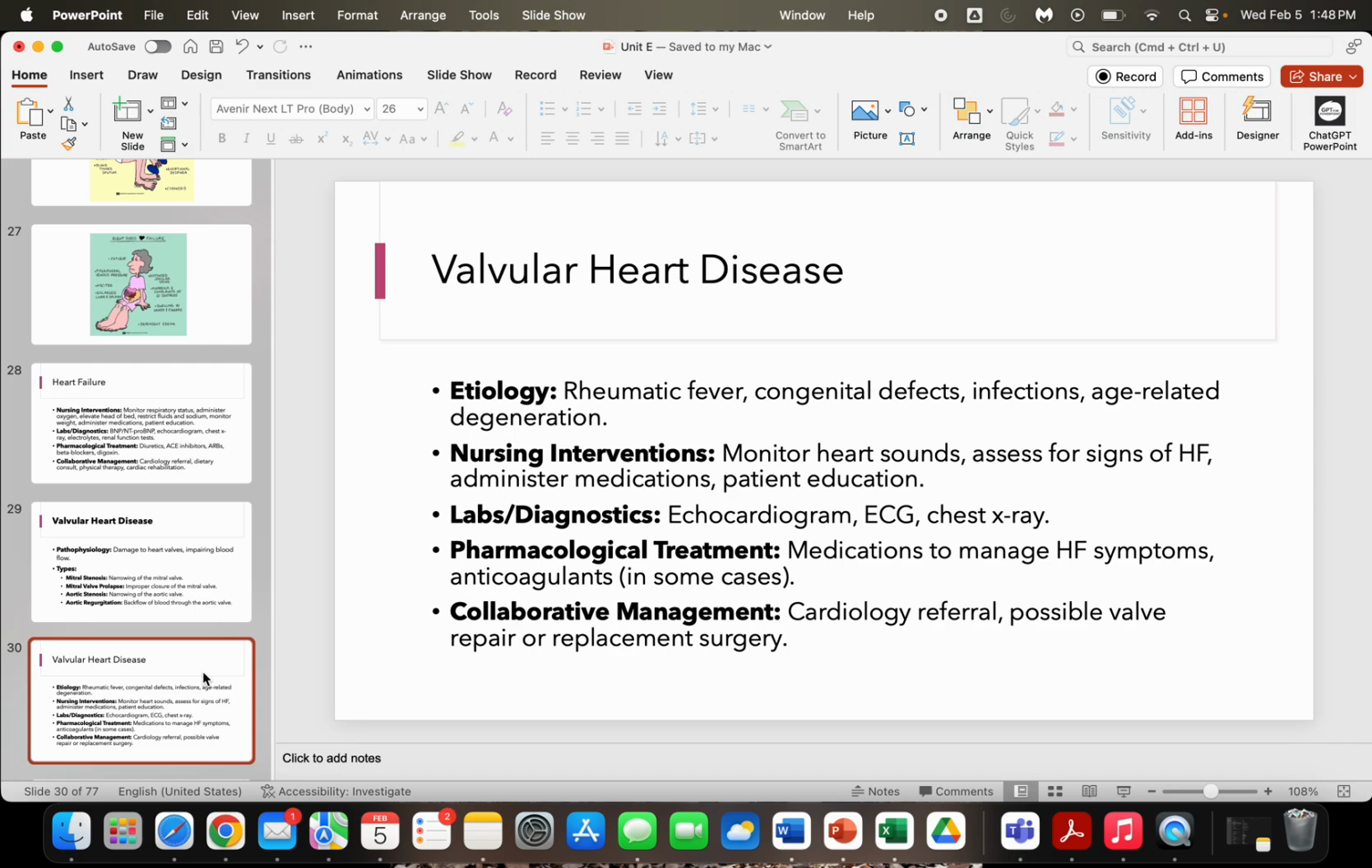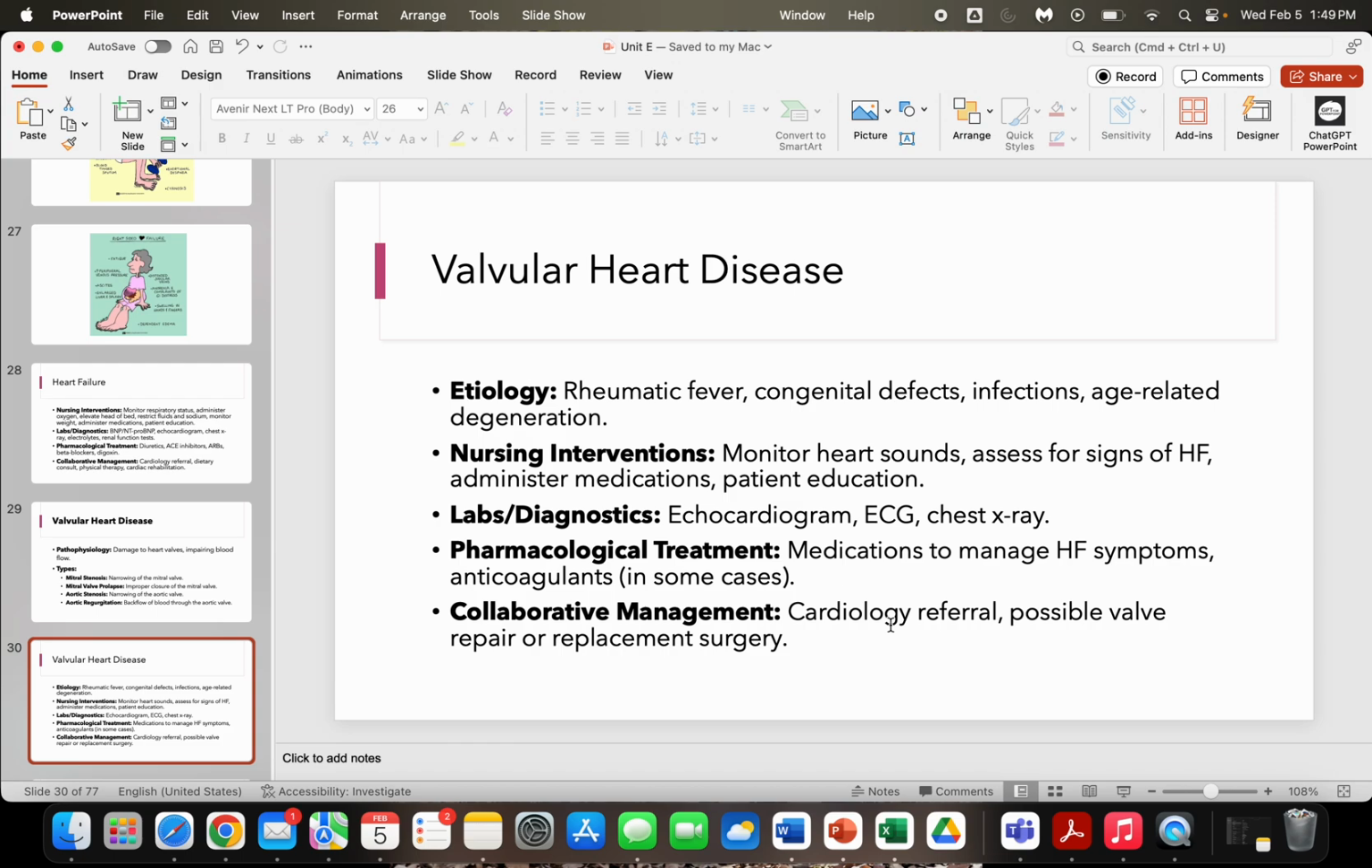So lots of times there are different causes for this, and I'll let you guys read through each of these. I'm not going to talk about every single one of them, but our goal for these types of patients is to make sure that, usually what's going to happen is they're going to need a valve replacement at some point, most of the time, or they're managing it with medication, okay? But usually they need a valve replacement.